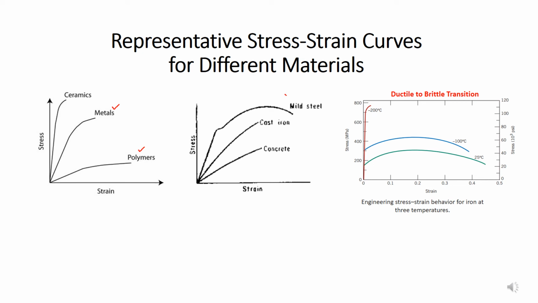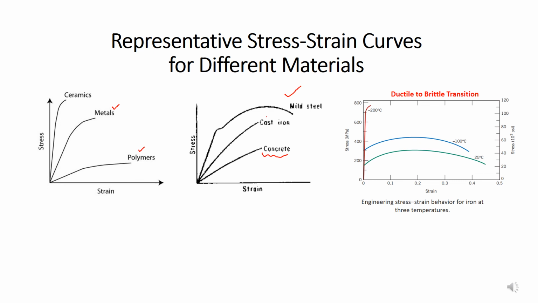And here is the example of steel. Cast iron has a higher percentage of carbon, whereas mild steel has a lower percentage of carbon. The mild steel is ductile, whereas cast iron is brittle. And if you obtain the tensile testing or stress strain curve for concrete, you will get this type of curve, which shows less strain in comparison to mild steel.